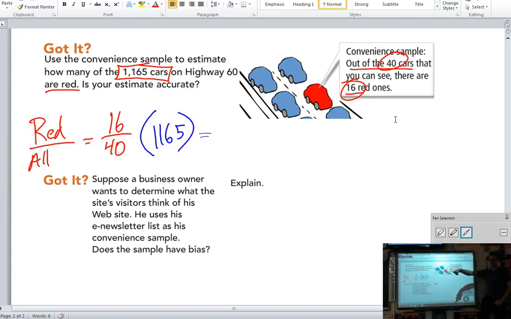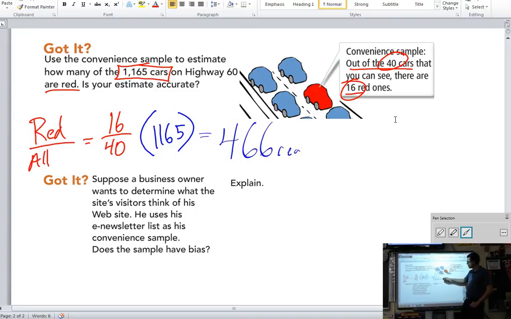Anyone calculate this? You got 29.1? No, that is not true. So do this division, 466, then multiply by 1165. Ozzy confirmed it also. But this is our predicted. Oh, I thought I did it correctly because there was a calculator.